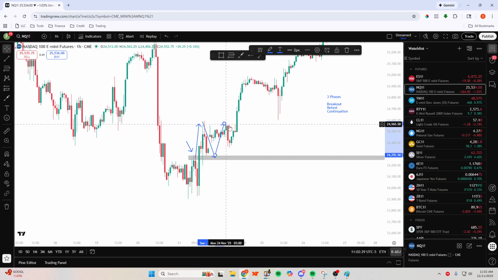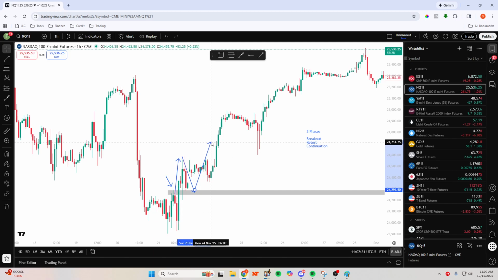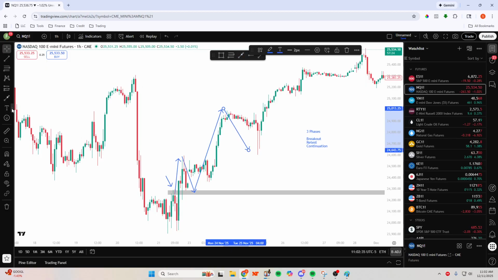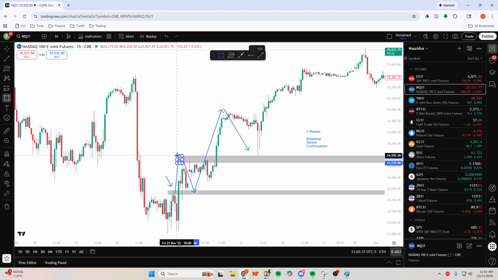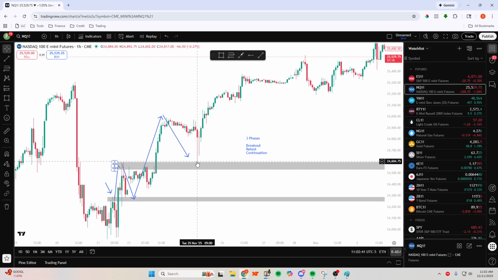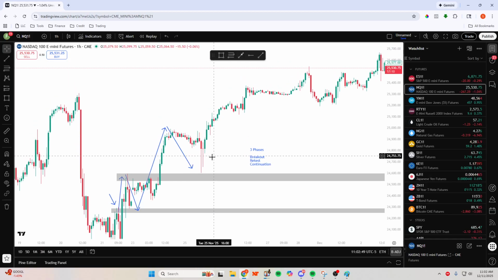Okay. Then what happens is we break out above again. We then have our retest, which does what? It retests the level that we broke out from. Right? You can see this right here. We just miss it. But again, if you're looking on a lower time frame, you'll see the market structure shifts into confirmation. Right? And then you get our continuation.